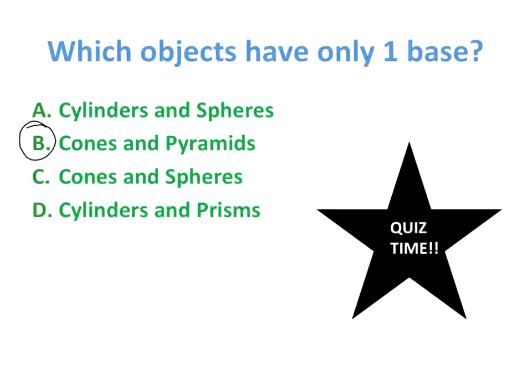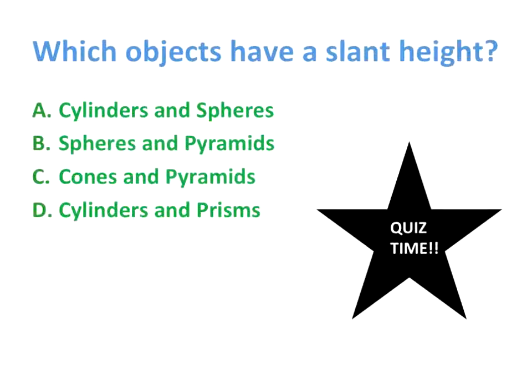And the answer would be B, cones and pyramids. They both come to a point at the top. And then lastly, I'm going to phrase it a little bit differently. Which objects would have a slant height?